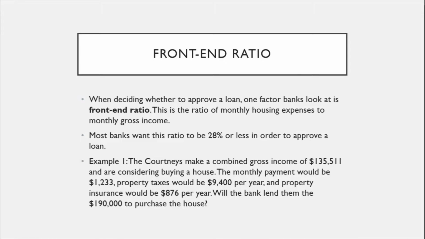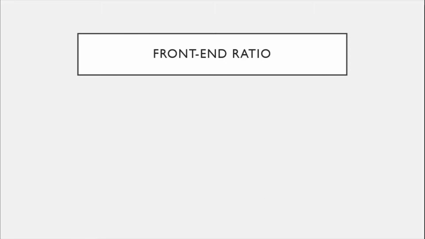The Courtneys make a combined gross income of $135,511 and are considering buying a house. The monthly payment would be $1,233. Property taxes are $9,400 a year, which is expensive for that house. And property insurance would be $876 per year. Will the bank lend them the $190,000 to purchase the house? Well, let's take a look.